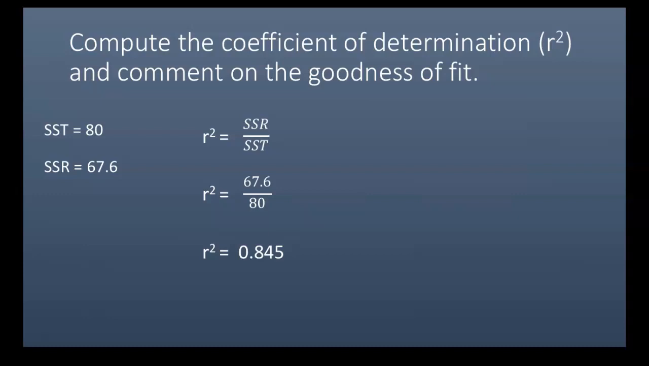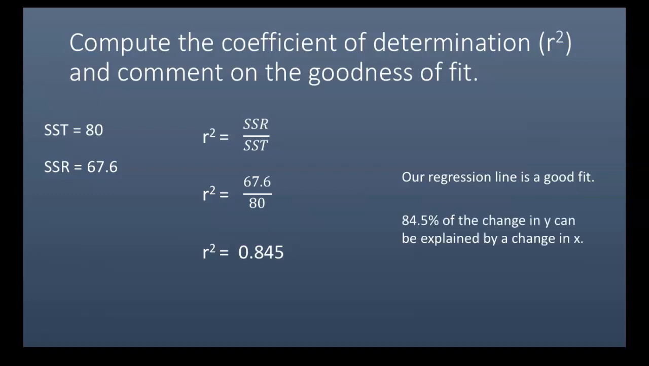Now we need to comment on the goodness of the fit. Well, our regression line is a good fit, but why? So the r squared helps us figure out how much of the change in our y values can be explained by a change in x values. So if your r squared is 0.845, what that means is 84.5% of the change in y can be explained by a change in x. So we want our r squared to be as close to 1 or 100% as possible.